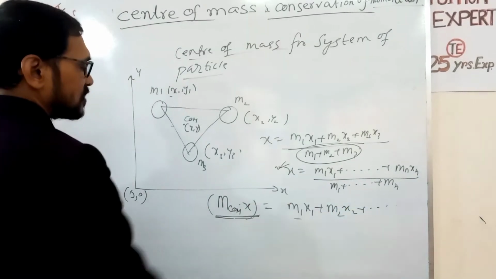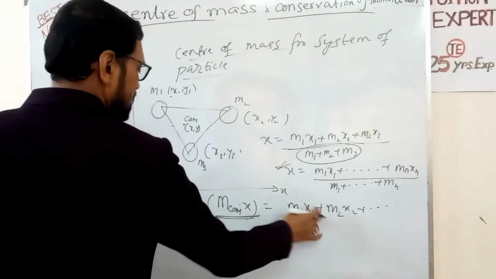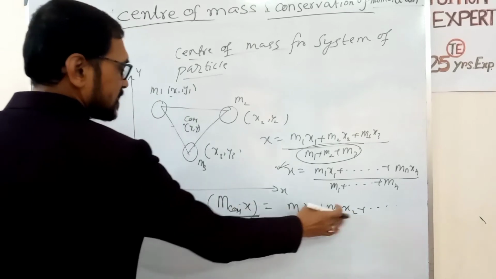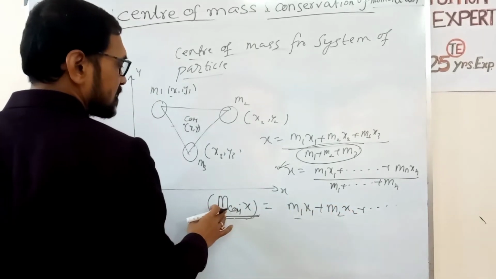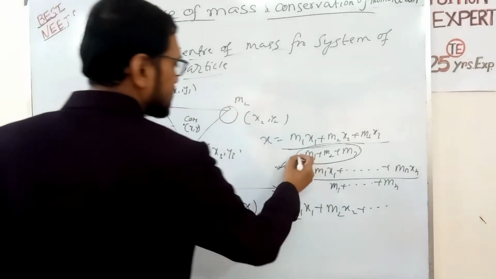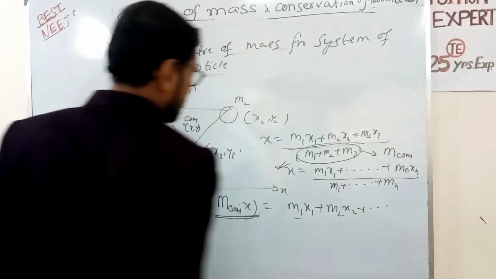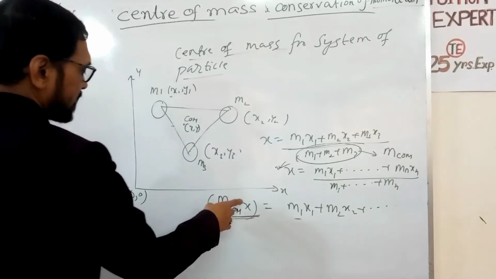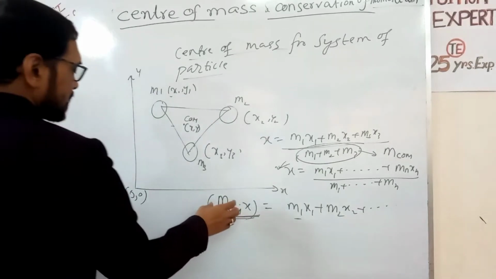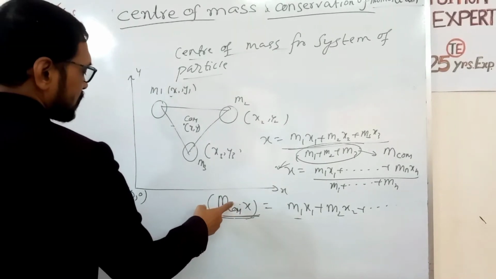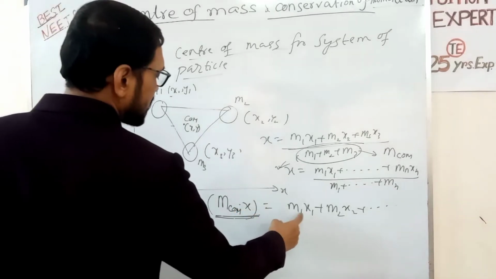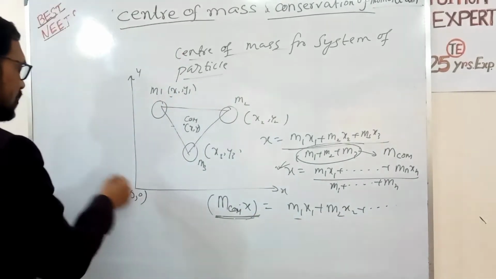We get x equal to this, by center of mass, this divided by the mass of the center of mass. Now the mass of the center of mass means this is the mass of the center of mass. So this way we get this. To find the x coordinate of center of mass, we take the mass moment of the center of mass equal to the mass moment of each particle about the origin.